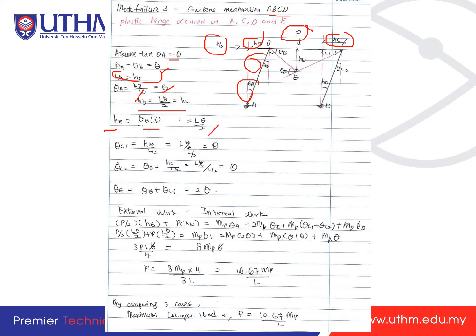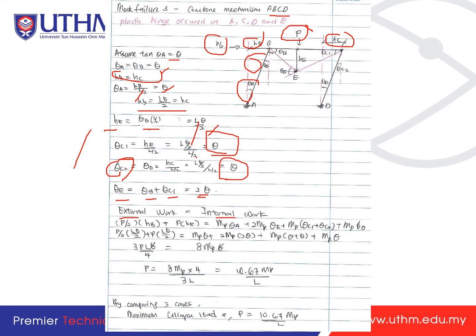Okay, and then theta C1 is equal to HE over L over 2, and then you substitute this into it, you will get HC1 is equal to theta, and theta C2 is equal to theta. Okay, so theta E is equal to theta B plus theta C1, so it's equal to theta. So after you get all of this, then you can start to use this equation. External work is equal to internal work.